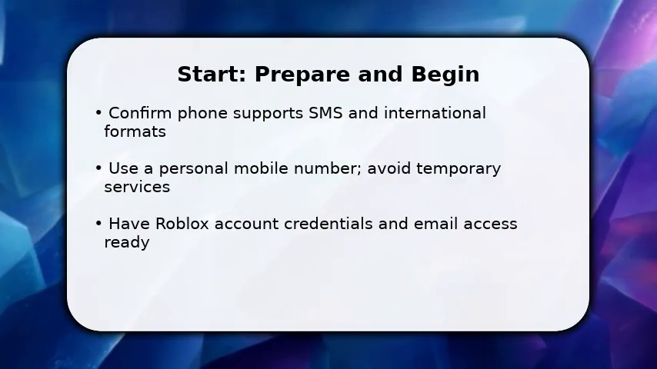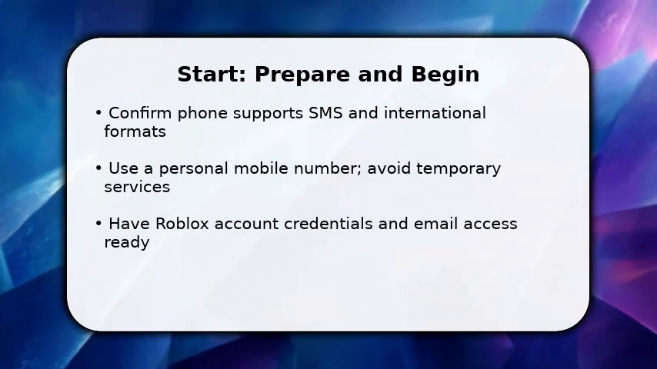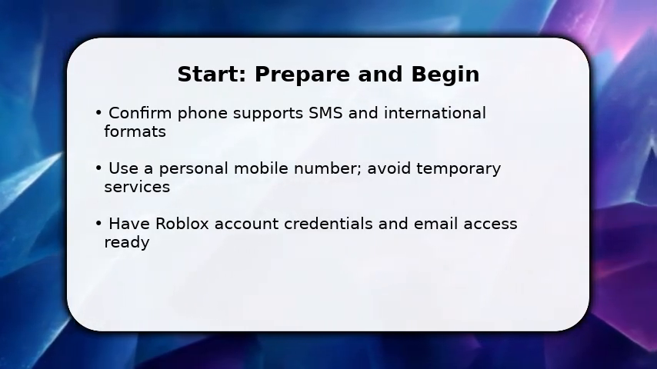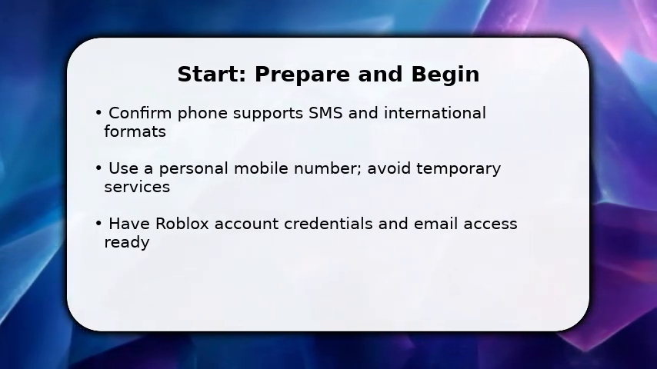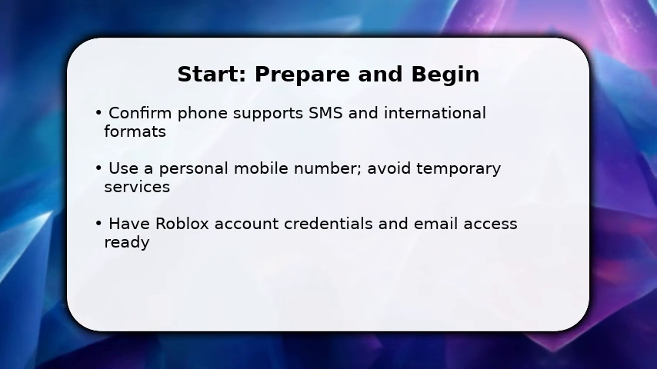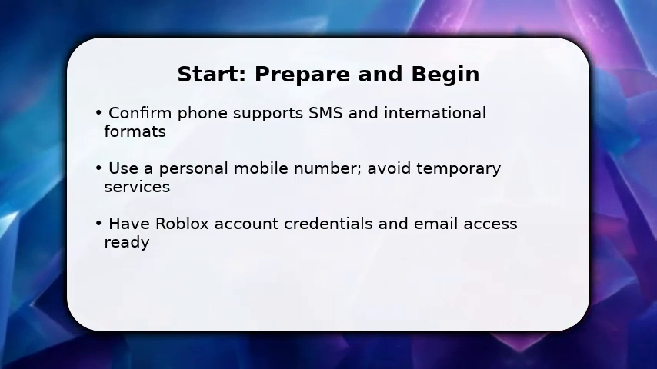You start by confirming your phone can receive SMS and is not blocked by carrier filters. Enter your mobile number in account settings under Security and choose your country code carefully. Once done, request the verification code and leave the screen open while the SMS arrives.